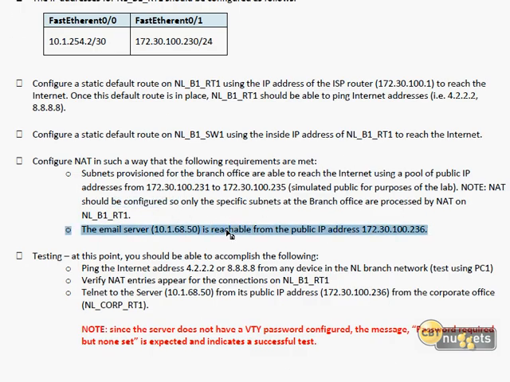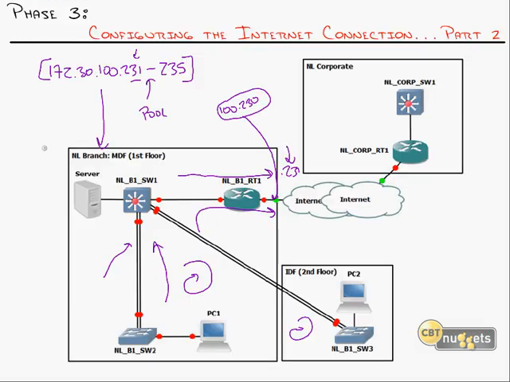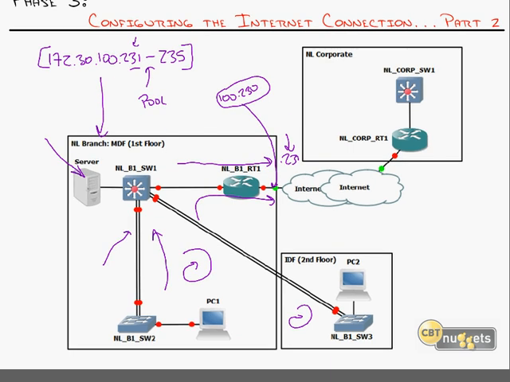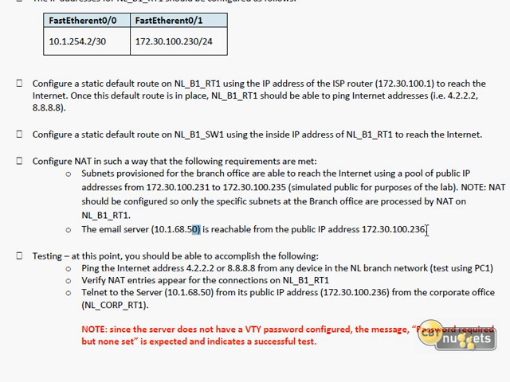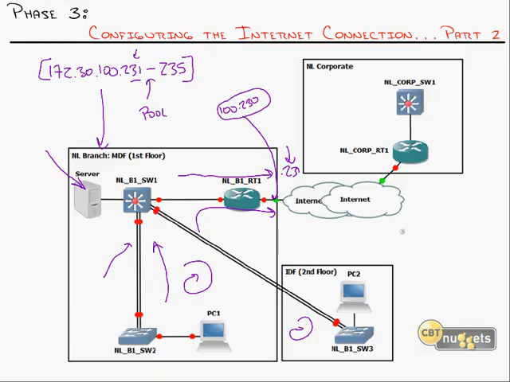And then the second thing is saying the email server, which is 10.1.68.50, that's this guy right here, needs to be reachable from the public address 172.30.100.236. I didn't put it on there, but again, this is simulated for purposes of the lab. That's not a real public address. So what that means is if somebody from the internet comes in to this router and is asking for .236, then I want to take that and NAT that into the email server. I want that to be my email address.